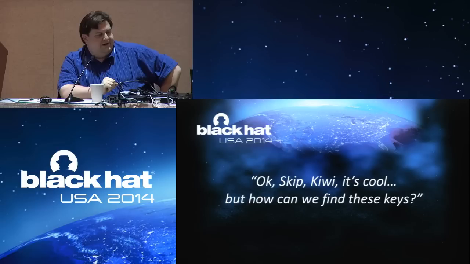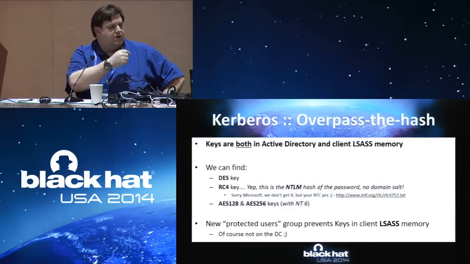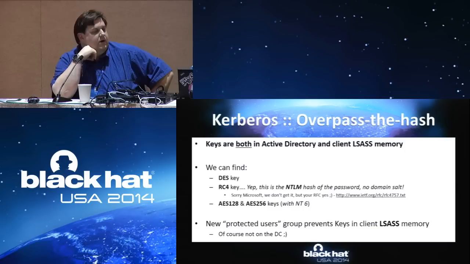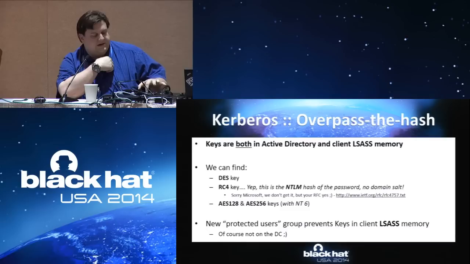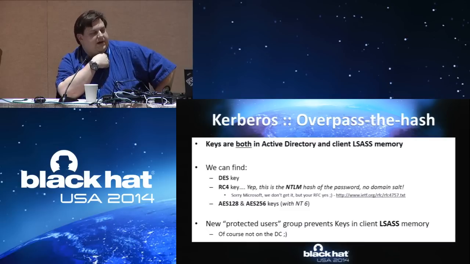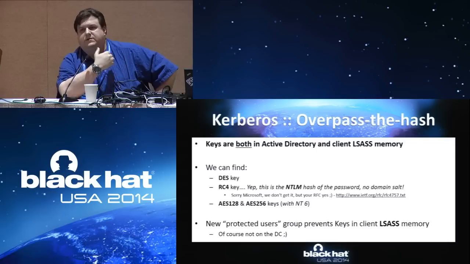Okay, so how do we find these keys? The keys are both in Active Directory and in the client LSASS memory. You can find the DES keys. The RC4 key is once again the same as the NT hash. And depending on the functional level, the AES 128 and 256 keys will also be in memory as well. One of the features that the new protected users group does is it prevents the keys from being kept in the LSASS memory, but they're still available on the DC in memory.